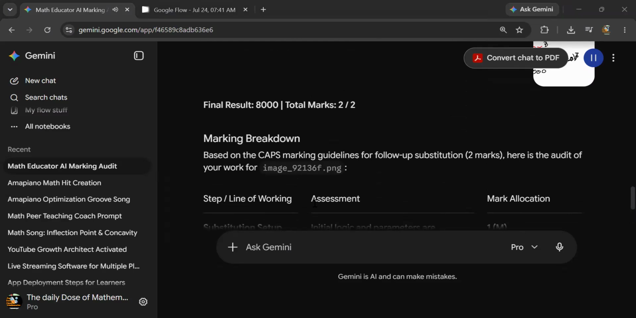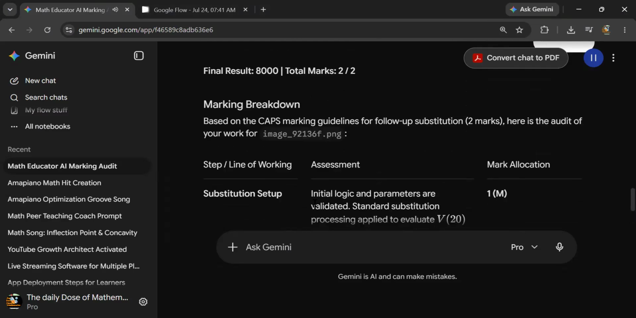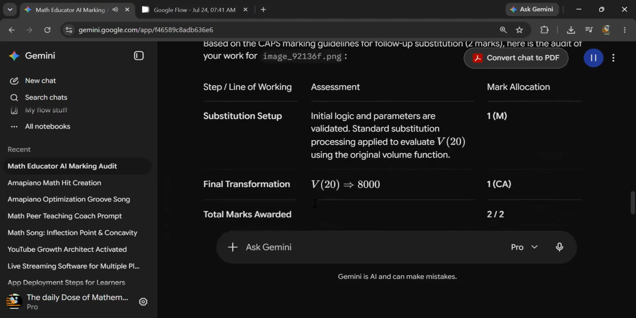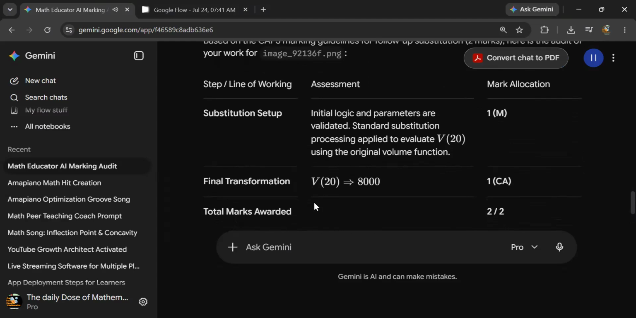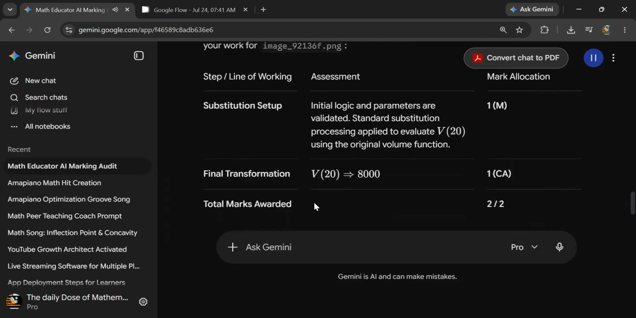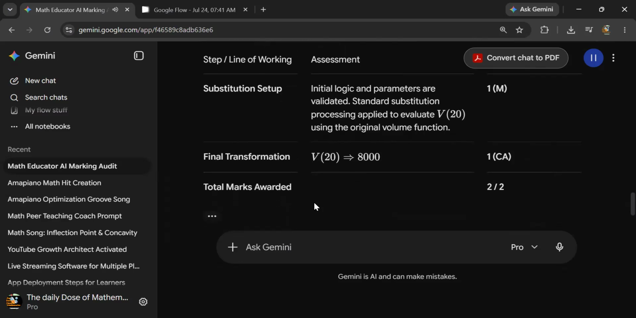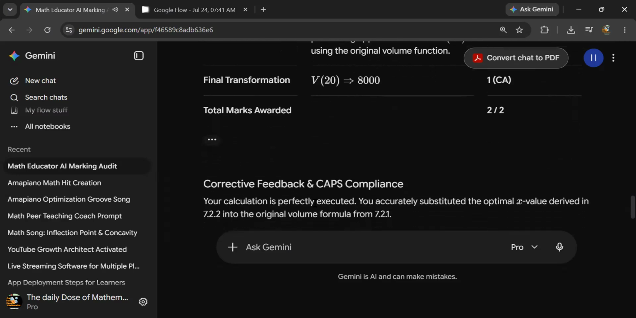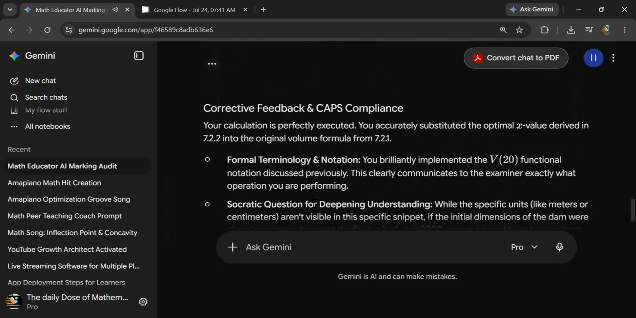Marking breakdown based on the CAPS marking guidelines for follow-up substitution, 2 marks. Here is the audit of your work. Step, line of working, assessment, mark allocation. Substitution setup: initial logic and parameters are validated. Standard substitution processing applied to evaluate V20 using the original volume function, 1 M. Final transformation: V20 gives 8,000, 1 CA. Total marks awarded: 2 out of 2.